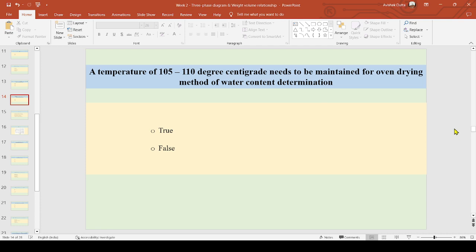So a temperature of 105 to 110 degrees centigrade needs to be maintained for oven drying method of water content determination. Is this statement true or false? Next question.